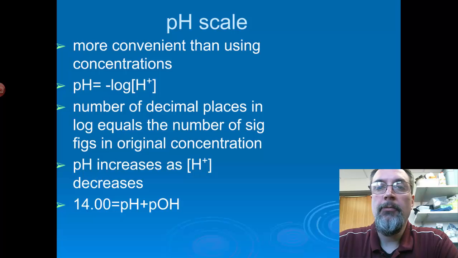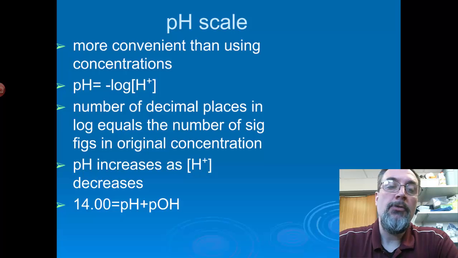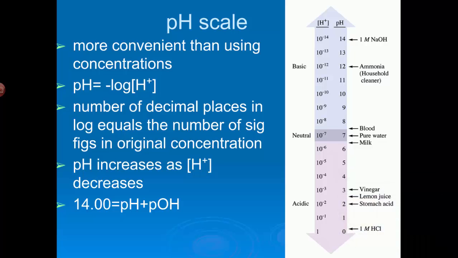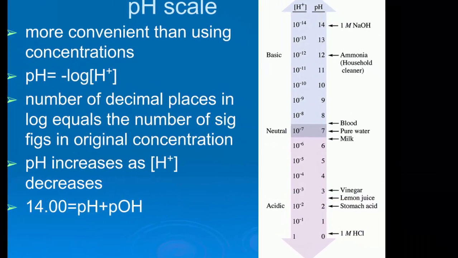The maximum value of pH is 14. You can also find the negative log of the OH- concentration. That would be called pOH. And as it happens, pH and pOH together add to 14. They're complementary. So here's a little pH scale.